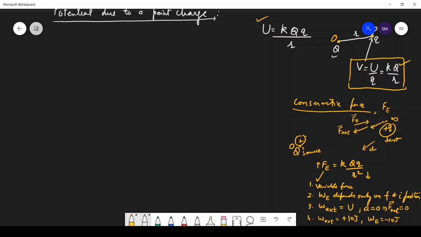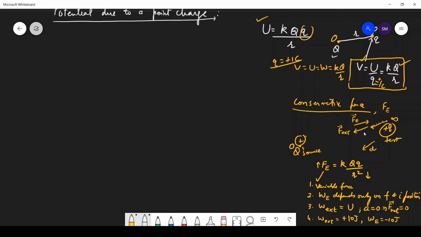Now I want to derive this formula. So if I put Q equal to plus 1 coulomb, then I simply have to prove that V is equal to U, and U is nothing but the work done, and that equals KQ by R. So the condition is that I am putting Q equal to plus 1 coulomb.